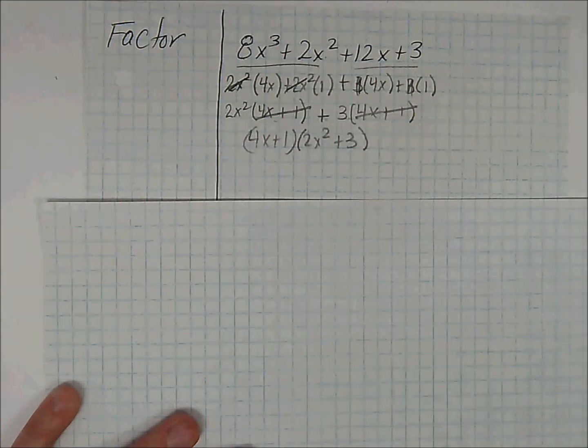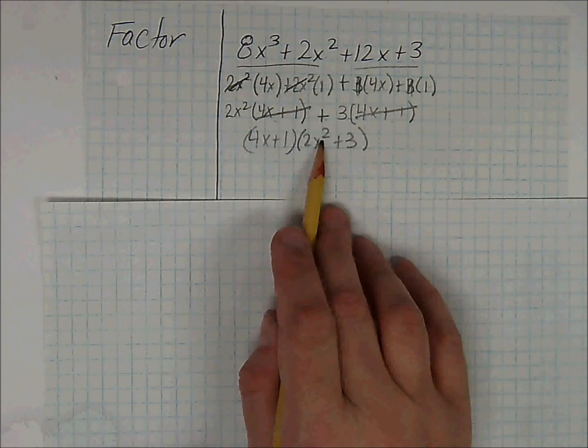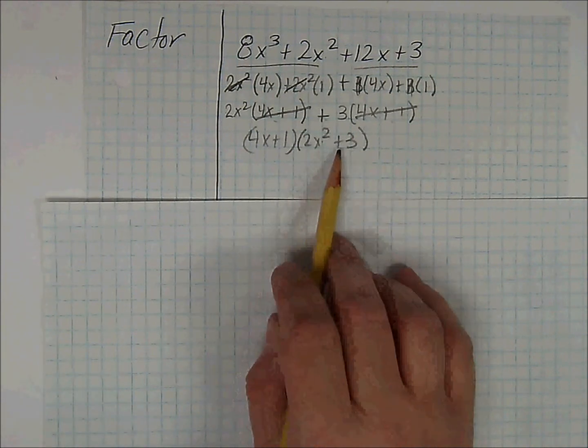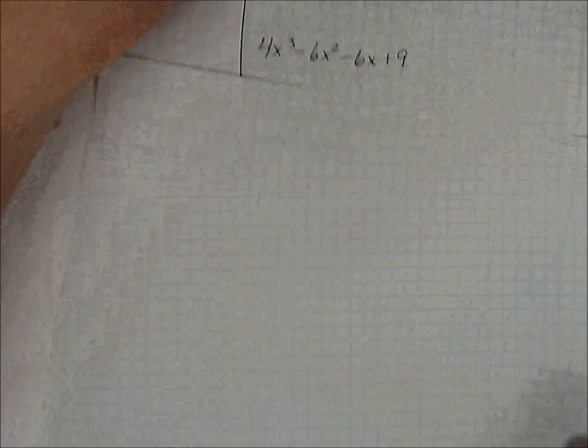Stop and see if we can factor any more. Nothing I can take out here. Nothing I can take out here. Warning flag, x squared. Is there a difference of 2 squares? No difference. I'm done with that problem. Let's go to the next one.